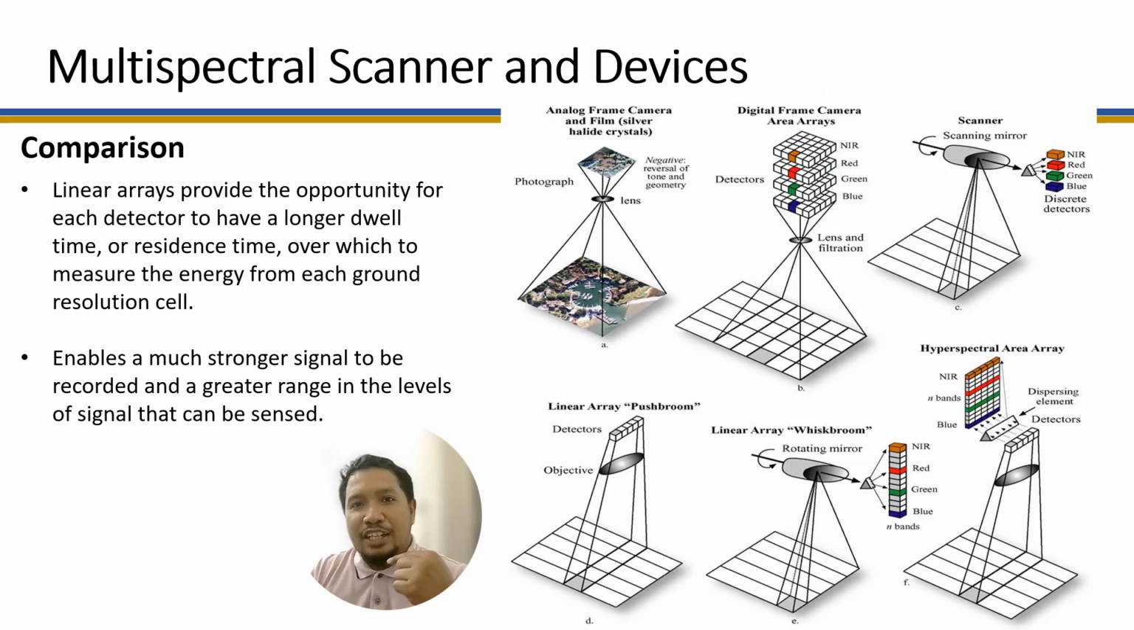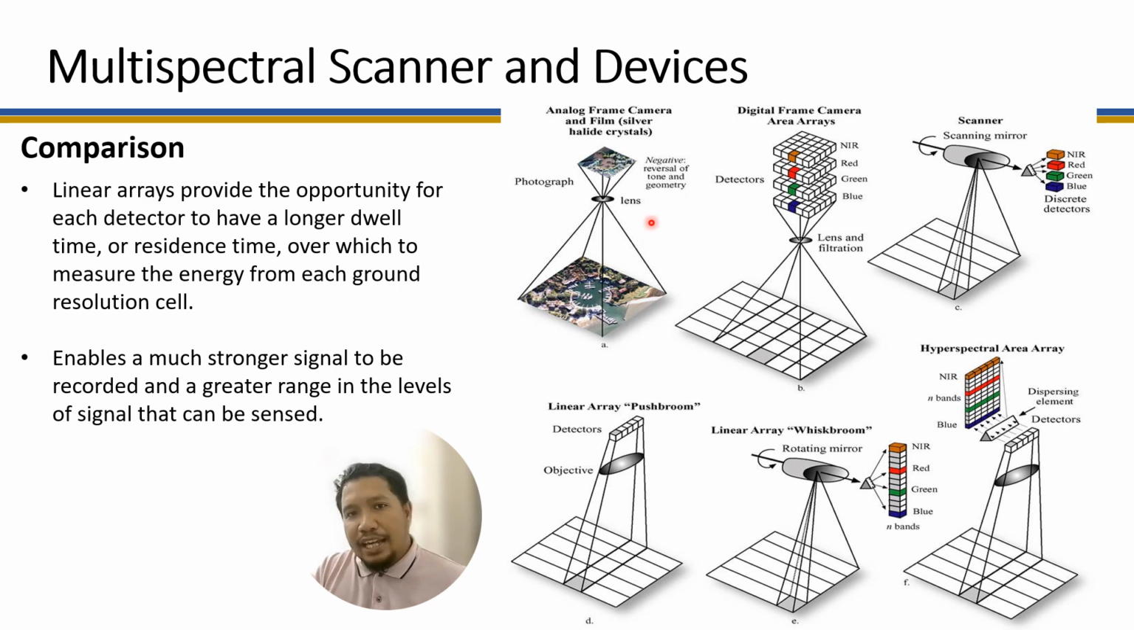Okay, now I can turn on my camera again because we have space over here. So we're going to have a look at the comparison of multispectral scanners and devices. Here the image shows various types of remote sensing imaging systems used to acquire multispectral and also hyperspectral data that we discussed in the previous lecture.